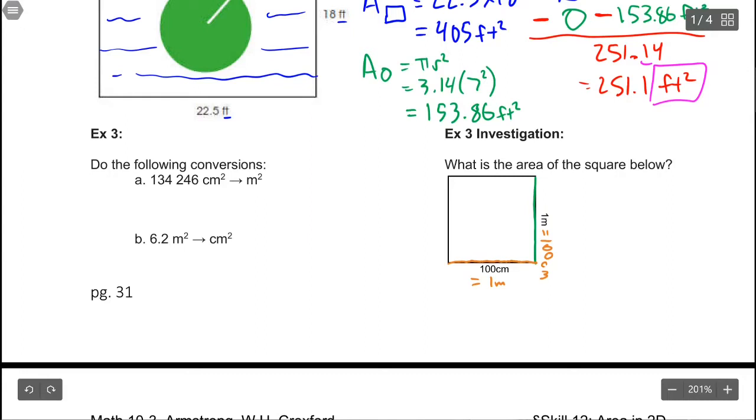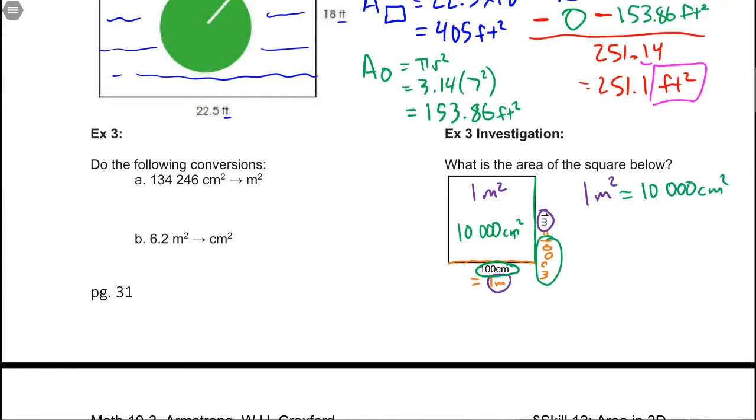And so if we actually pick our units to be the same, if we do meters times meter, 1 times 1 is 1 square meter. And if we do 100 centimeters times 100 centimeters, 100 times 100 is 4 zeros, so 10,000 square centimeters. And this actually gives us a conversion factor. We know that 1 square meter is 10,000 square centimeters.